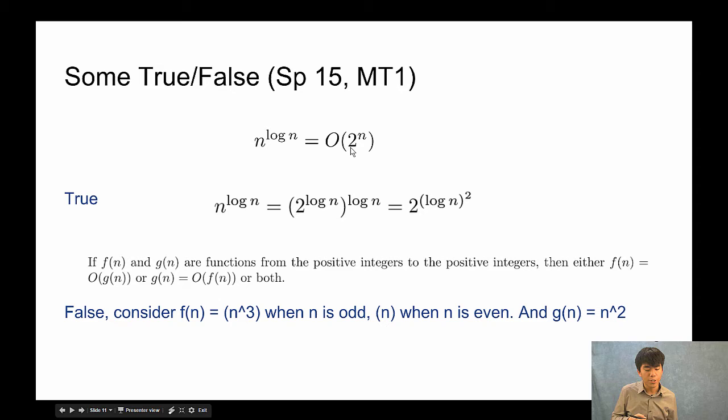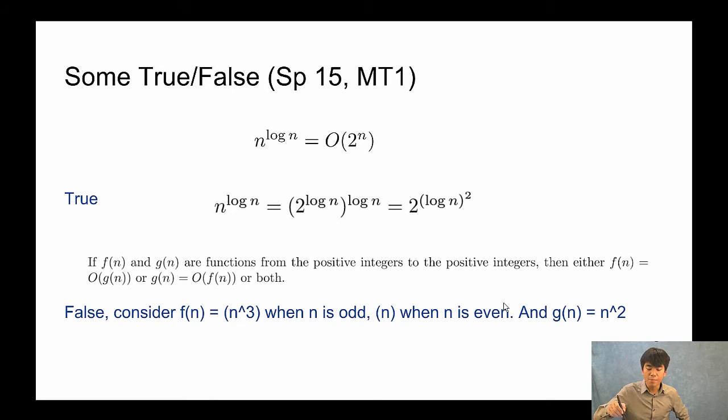As for over here, the second question asks if f of n and g of n are functions for the positive integers, then the answer is false. Consider the function f of n, as defined here. It's going to be n cubed or some big value whenever n is odd, and whenever n is even, it's just going to be n itself. So since it's going to be really big when it's odd and really small when it's even, if we have something in the middle, then you can imagine that neither one of these is asymptotically bigger than the other.